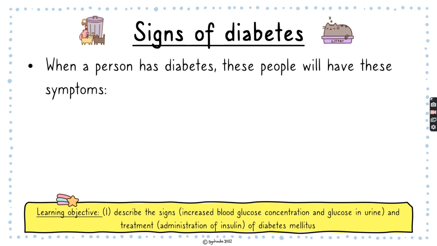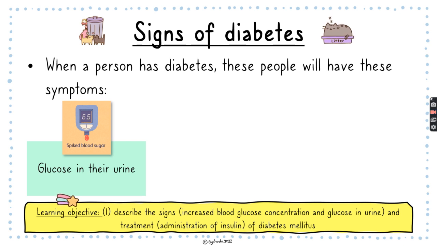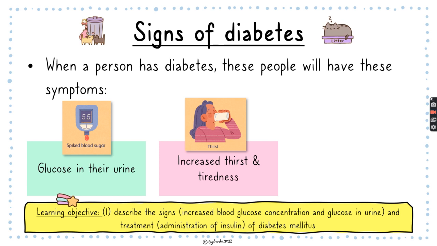So what are the signs of diabetes? A person that has diabetes will have these symptoms. Glucose is found in their urine. They also have high glucose level in their blood. Because glucose is found in their urine, that means that a lot of water will move into the urine and form urine due to osmotic pressure. And therefore, these people will feel very, very thirsty and very, very tired.